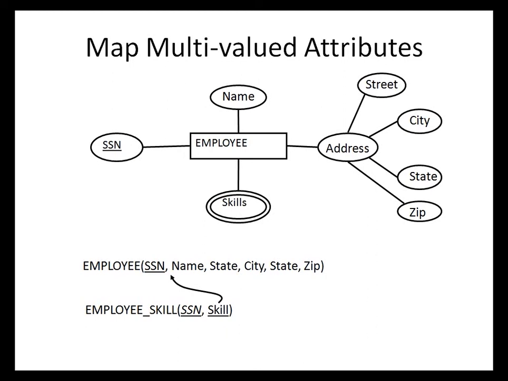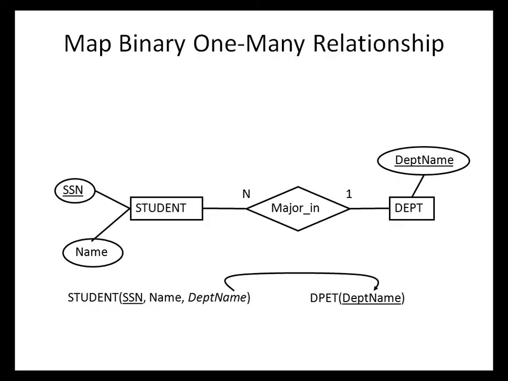Next, map binary one-many relationship. Create a relation for each of the 2 entity types participating in the relationship. Include the primary key attribute or attributes of the entity on the one side of the relationship as a foreign key in the relation on the many side of the relationship.